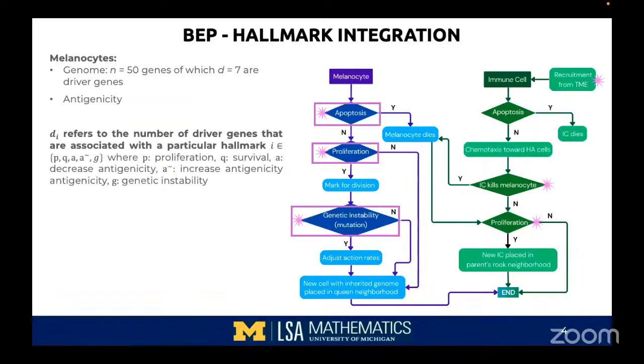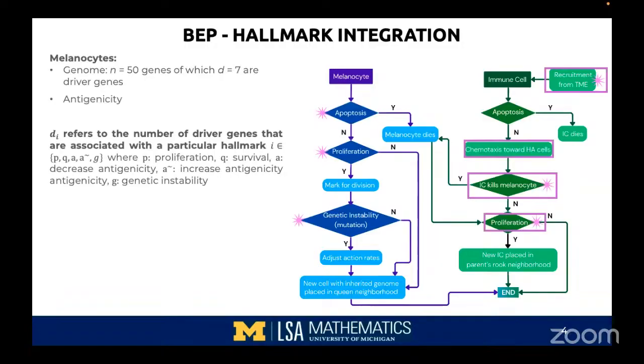On to actually modeling the hallmarks. For the melanocytes, the actions of the melanocytes are in blue there, and you can see that apoptosis, proliferation, and genetic instability are the hallmarks. The probability at which these actions happen depends on the number of driver genes in that cell associated with that hallmark. That is D of I, the number of driver genes associated with hallmark I. This is something we keep track of. And the second thing that we keep track of to measure the impact of our hallmarks is the driver gene strength F. This driver gene strength is essentially a scaling factor for what the impact of any given mutation is on the hallmark probability.